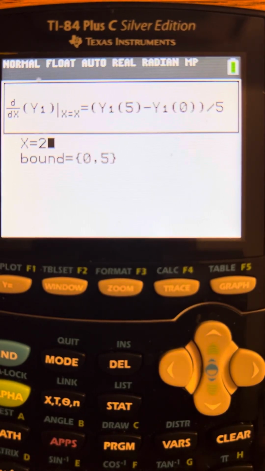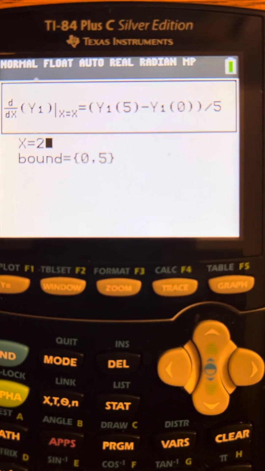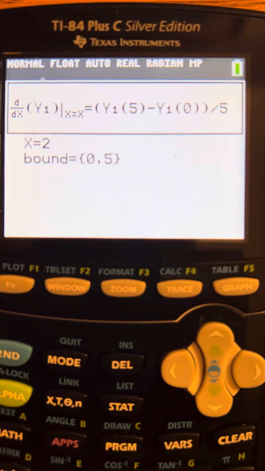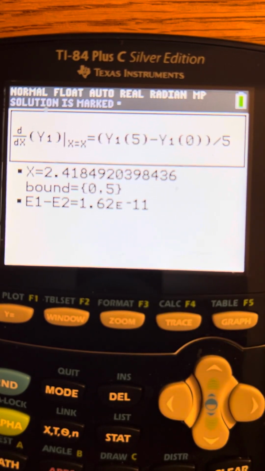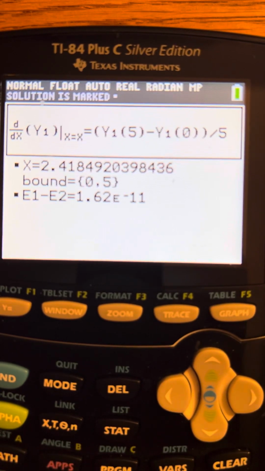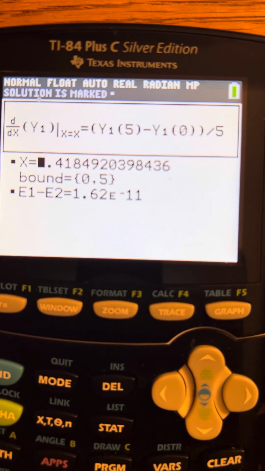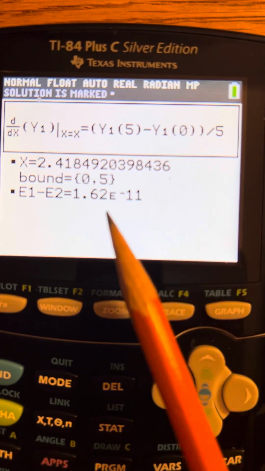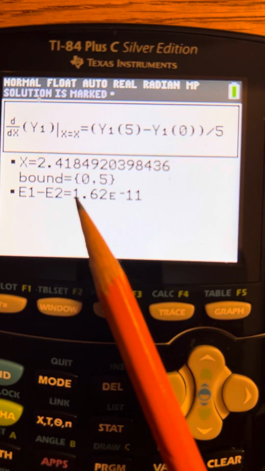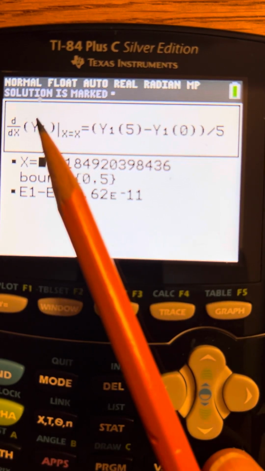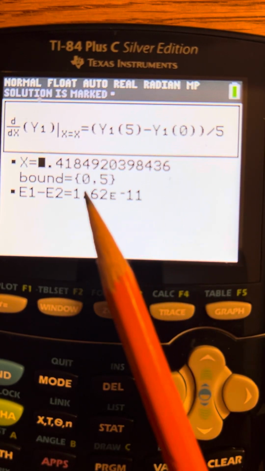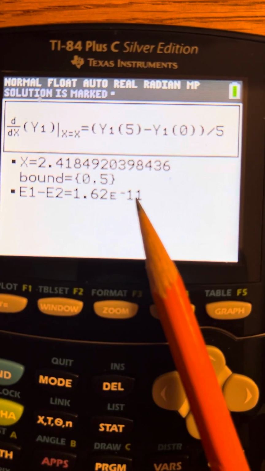All right, so I'll guess maybe 2. And then I hit alpha, solve. You'll notice that it's thinking for a little while up there, and it tells me 2.418. Now remember that anytime we use a numerical method to get a value in calculus, we have to know how close that numerical value is, and your TI tells you that this is how close. Expression 1 minus expression 2, so this side minus that side, is really close to 0.